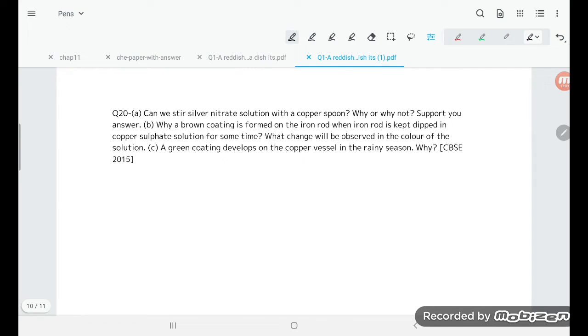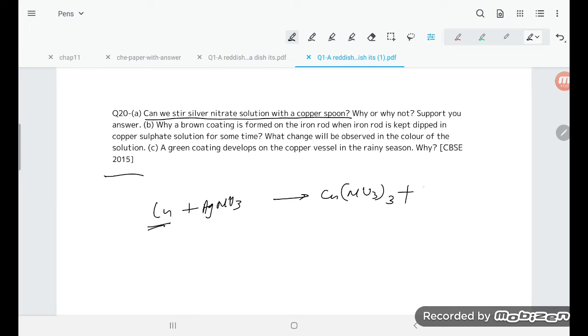Now the next question, this was asked in the 2015 exam. Can we stir silver nitrate solution with a copper spoon? No, we cannot. Silver nitrate, AgNO3, if you stir with copper, it will form copper nitrate, because copper is more reactive, and here 2Ag will form. Copper being more reactive than silver displaces silver from silver nitrate, so the reaction will take place. So we cannot do this because other products will form.